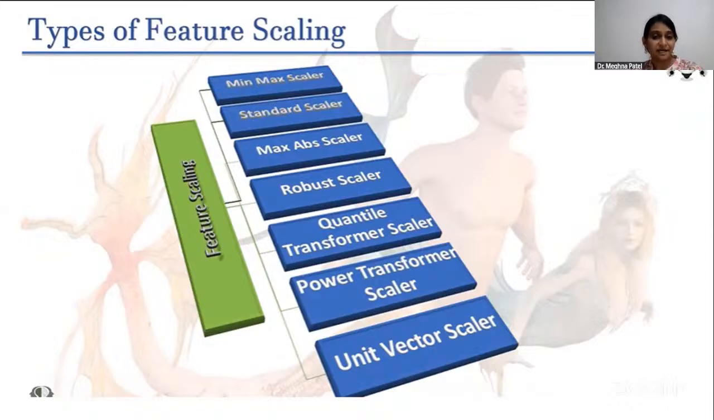These are the different feature scaling techniques: min-max scaler, standard scaler, max scaler, robust scaler, quantile transformer scaler, power transformer scaler, unit vector scaler. But we are going to learn mainly two scalers: min-max scaler and standard scaler. Min-max scaler means normalization, and standard scaler means standardization.